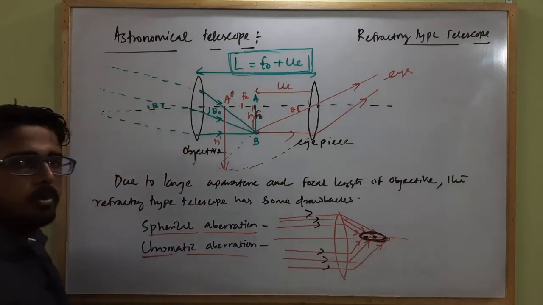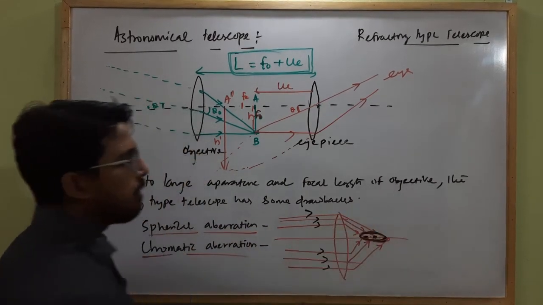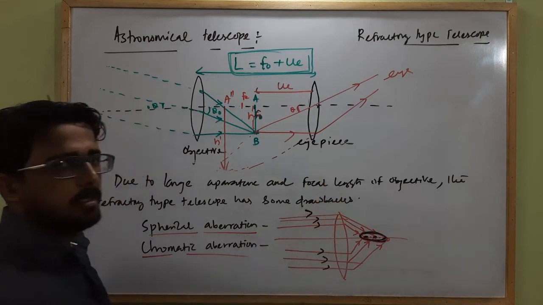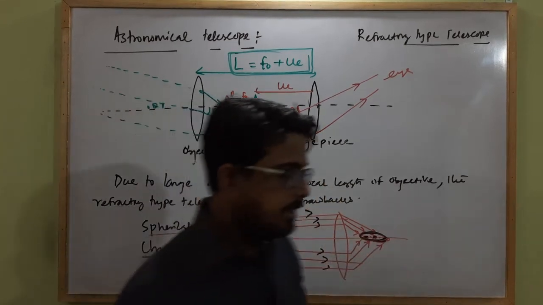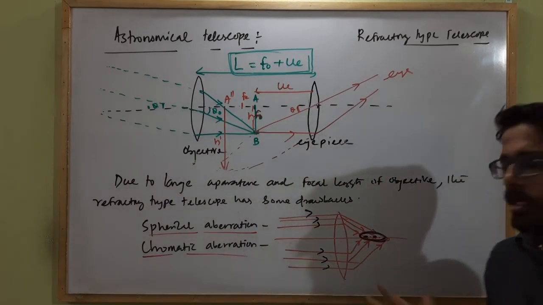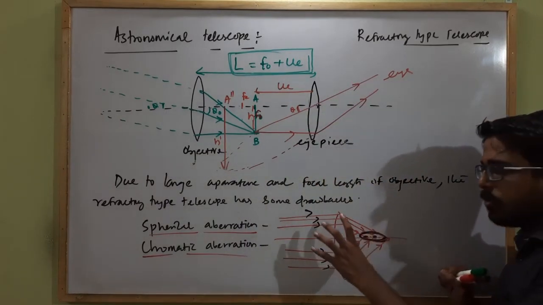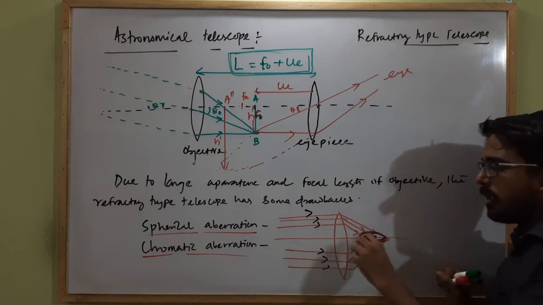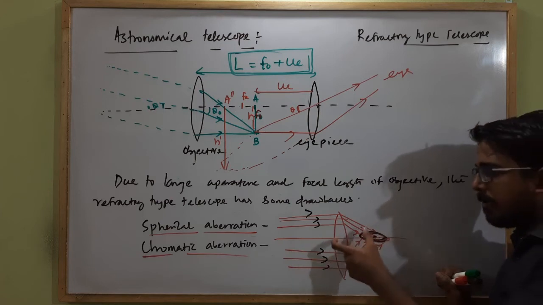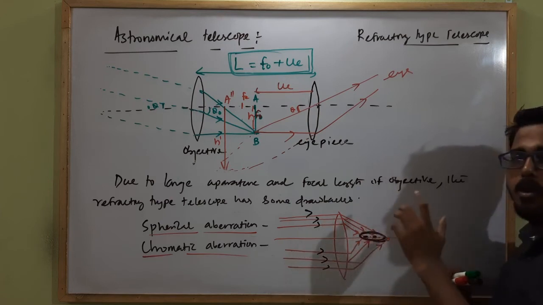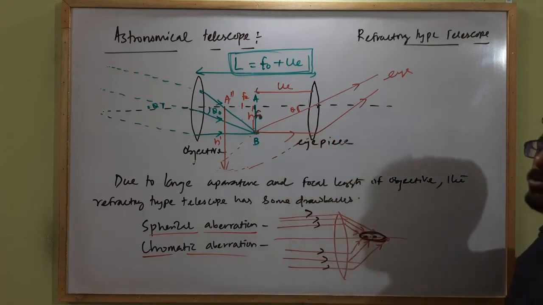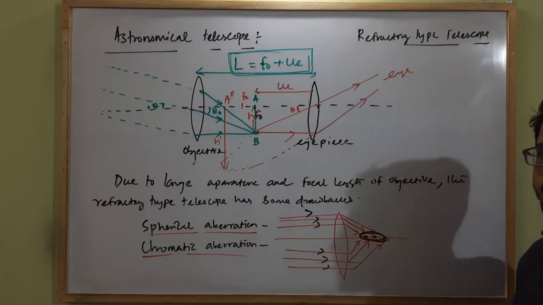So we are not able to get a distinct image of the object, which is known as spherical aberration. This happens due to the large size of the lens. Due to the large size of the lens, the rays after refraction will not converge at a single point. That's why we are not able to get a distinct image of the object, which is known as spherical aberration. So due to spherical aberration, the image becomes blurred. Clear? That's why this is one of the drawbacks. We can't use the refracting type telescope to get a clear view of the image.